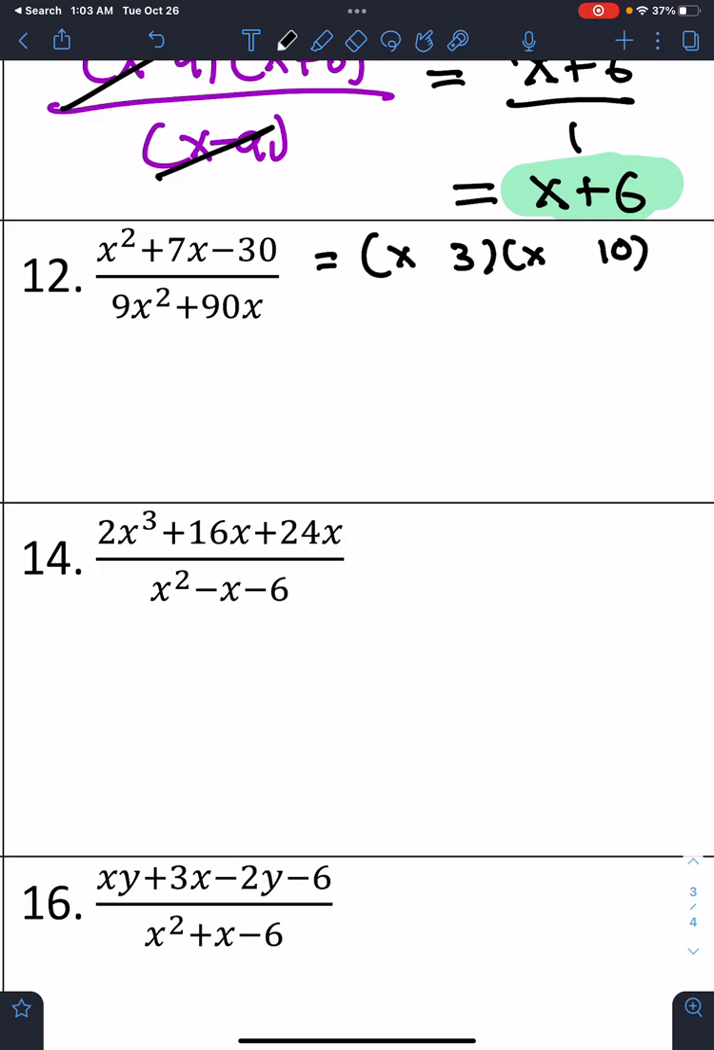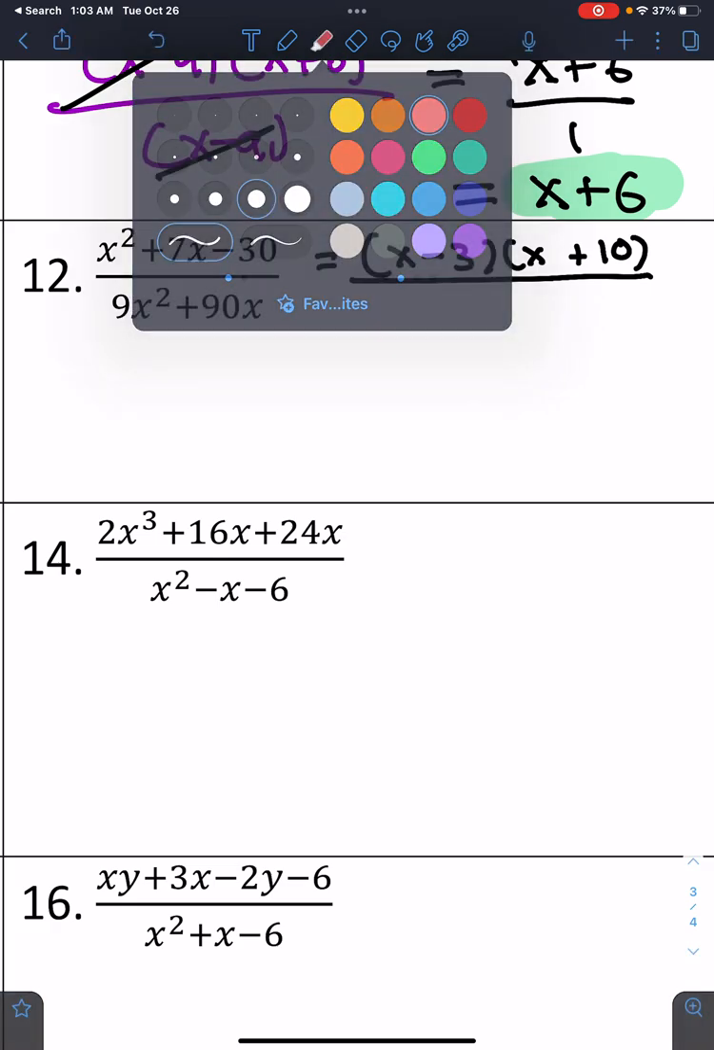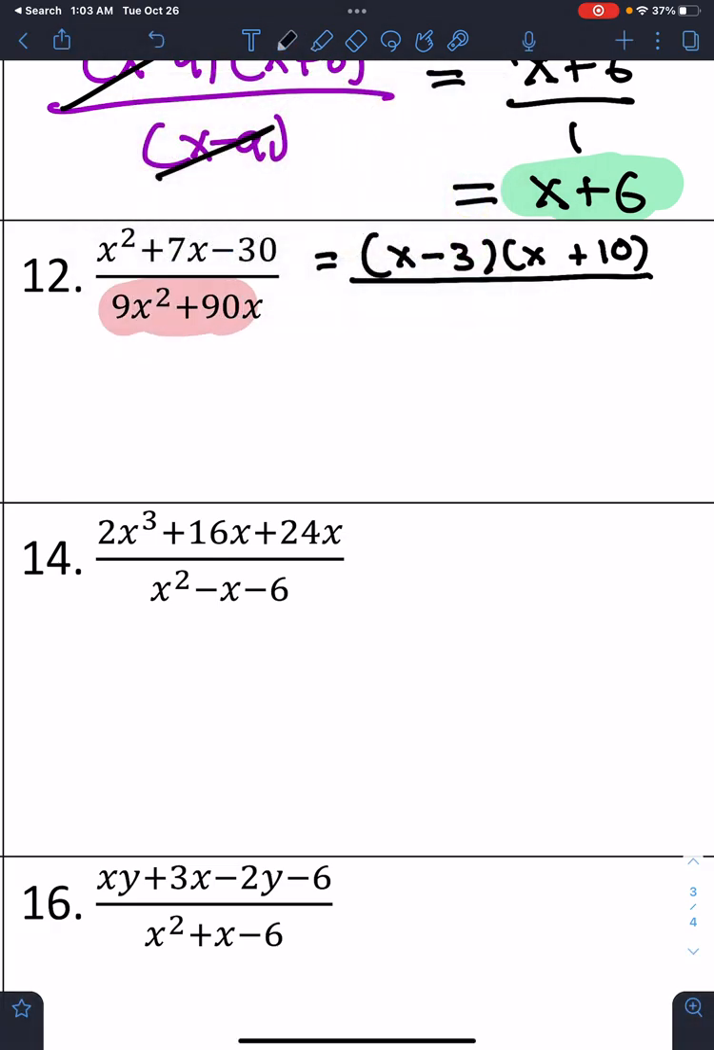Because if I do 10 minus 3, that would definitely give me the 7 that I want. Now when I'm working with the bottom, this one looks different. So whenever something looks different, I'm always thinking GCF. So when I look at this problem, I see that 9 and 90 both have 9 in common, and x squared and x have 1x in common. So I'm allowed to factor out a 9x.